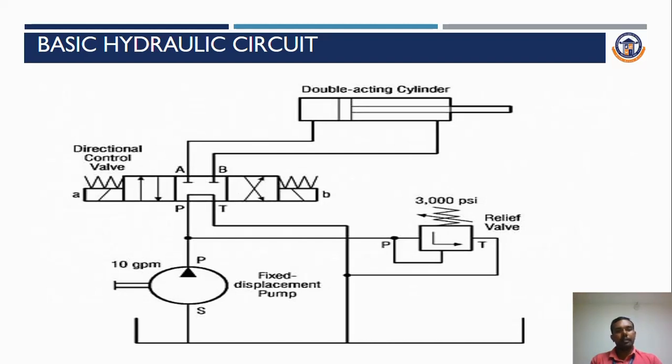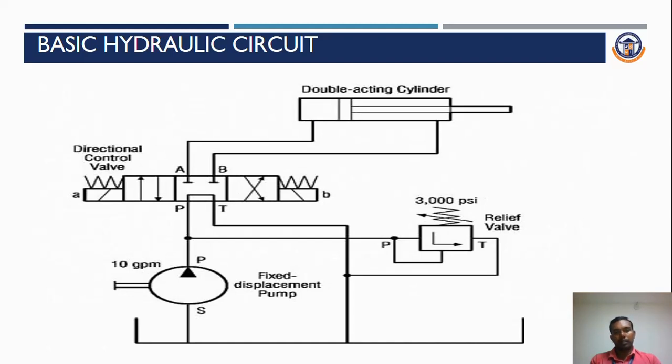There are three conditions. At neutral position you can see how the fluid flow occurs. Similarly at forward stroke, and similarly in the return stroke, how the fluid flow will happen in that particular hydraulic circuit. At the bottom there is a reservoir which stores a sufficient amount of hydraulic fluid. With the help of the pump we can transfer the fluid from the reservoir to the direction control valve.